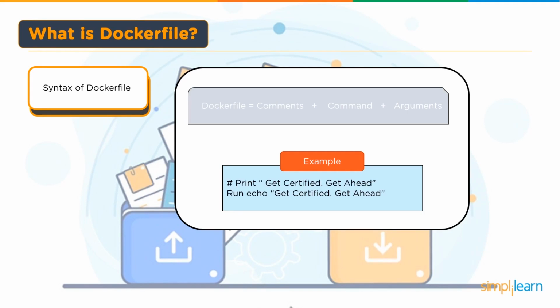Then we have the run statements. The commands are there, so you can see that we are running a particular command called echo. Using the run attribute, we are basically running a particular command on our system as part of our Dockerfile.